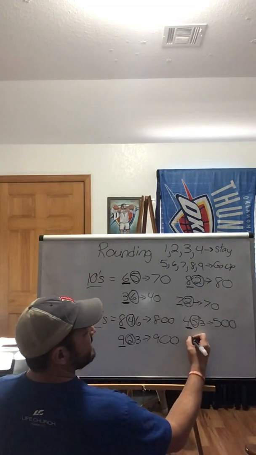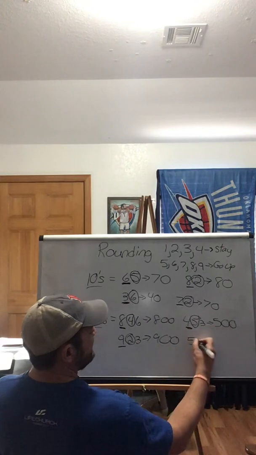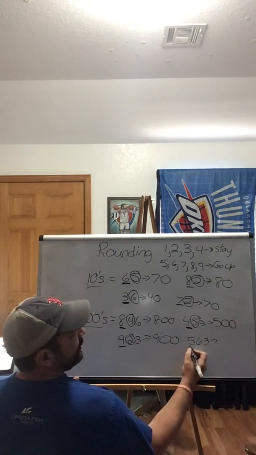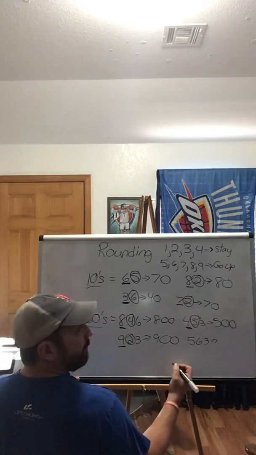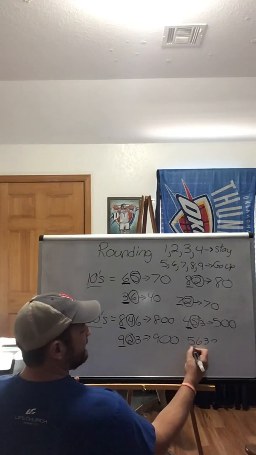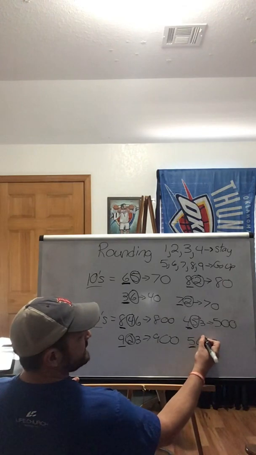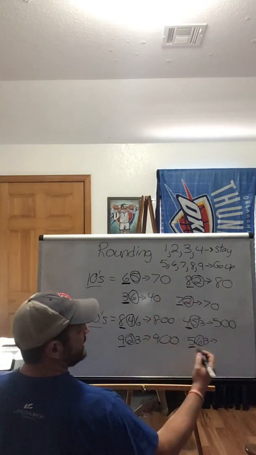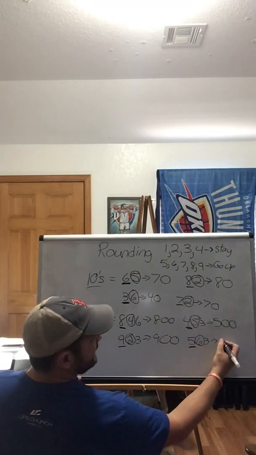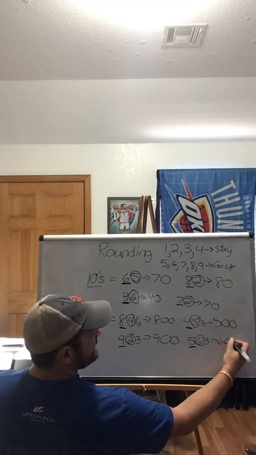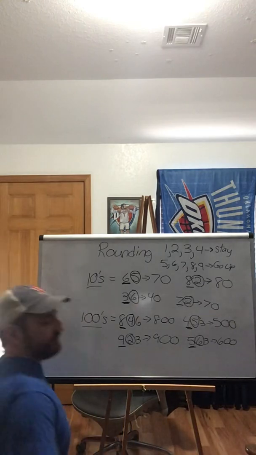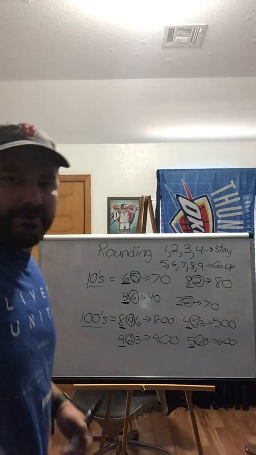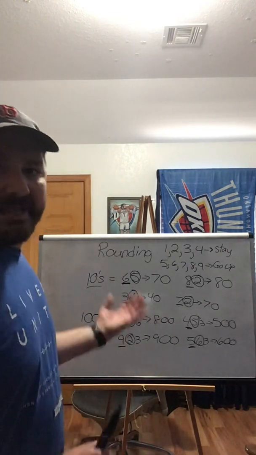All right, here we go. The next one is a 563. All right. Here we go. What number are we looking at? The 5, because it's in the hundreds place. What number are we focused on? The 6. What's the 6 going to tell it to do? Is it telling it to go up or stay? Guess what? It's telling it to go up. And then my next two numbers are going to be zeros. Perfecto. Muy bien. Gracias and de nada. Excellent job. All right, so that is how we do that.